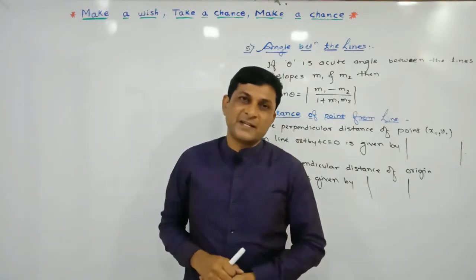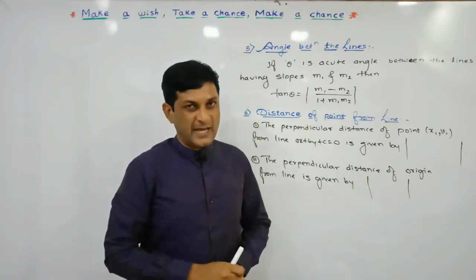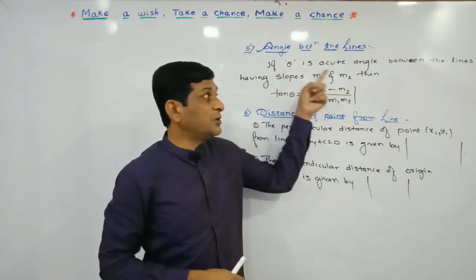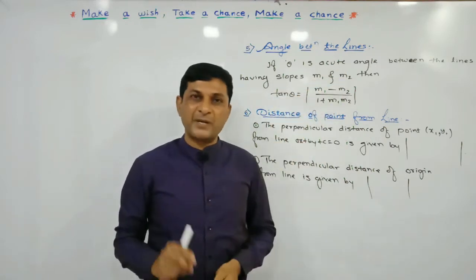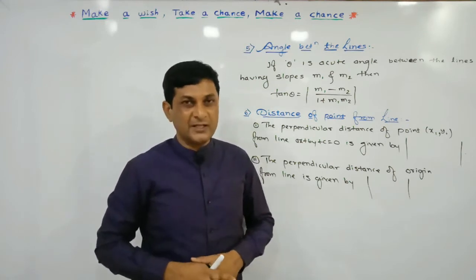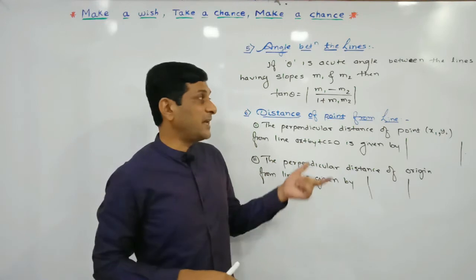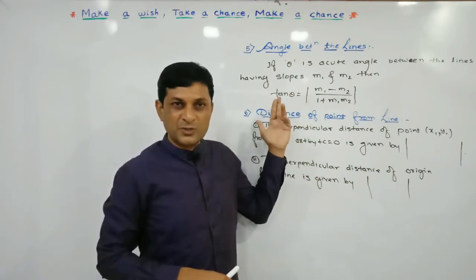Now let us discuss the next important result to find the acute angle between two lines. If theta is the acute angle between two lines having slopes m1 and m2, this formula is applicable if the slopes of the two lines are known or given to us. If the slopes of two lines are given, then the acute angle between them can be found by applying this formula.